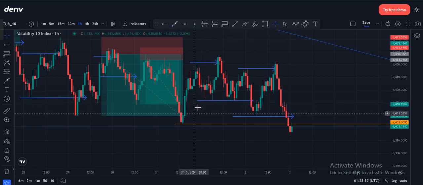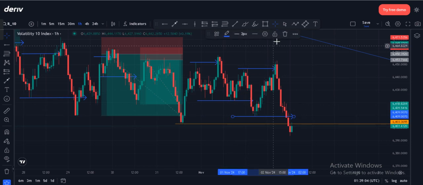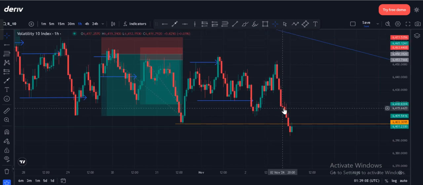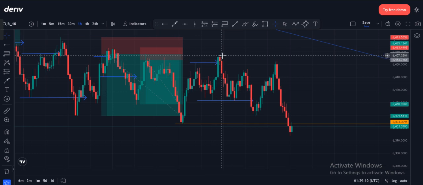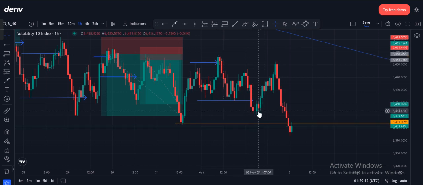Now you can clearly see that we had liquidity taken out from the upside and then structure broken to the downside. And then what can we see now? I will remove this, it was me analyzing before I decided to make this video. Now we had liquidity taken to the upside, structure broken to the downside.